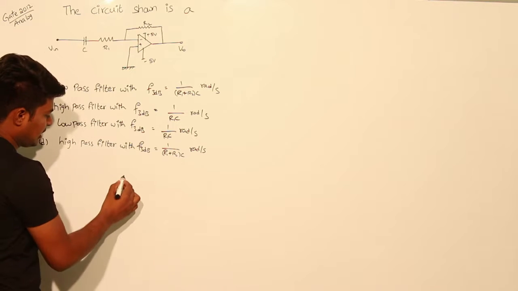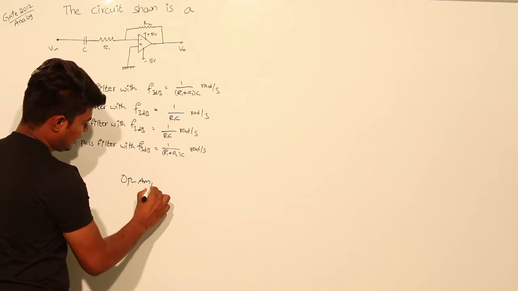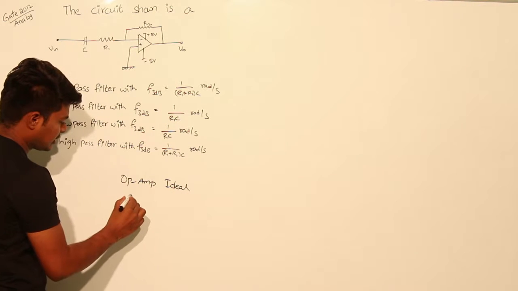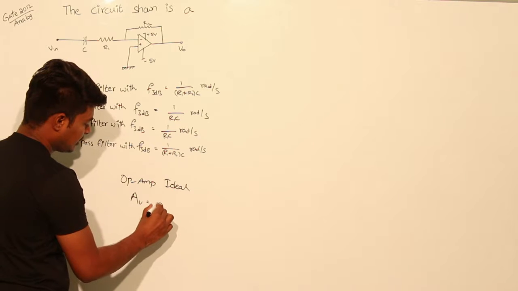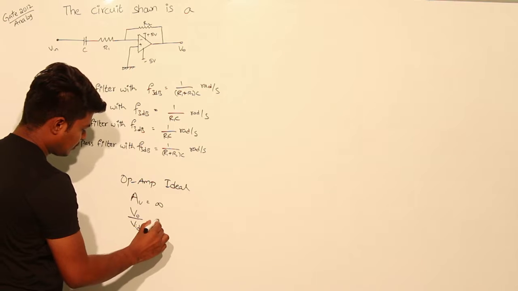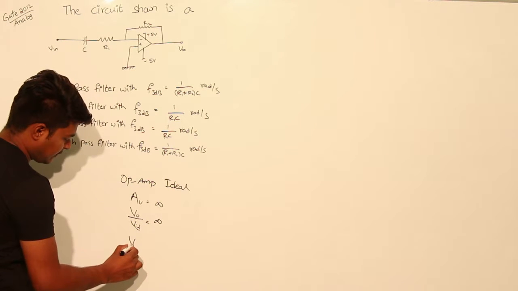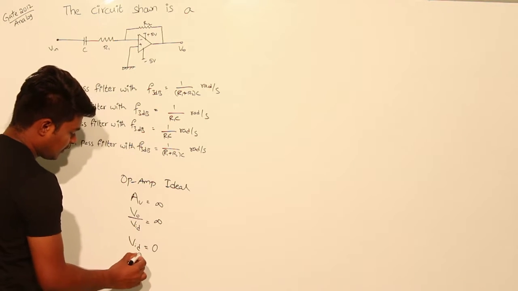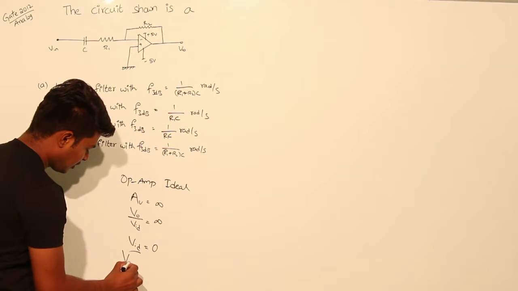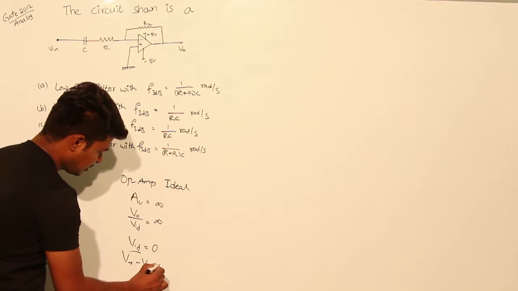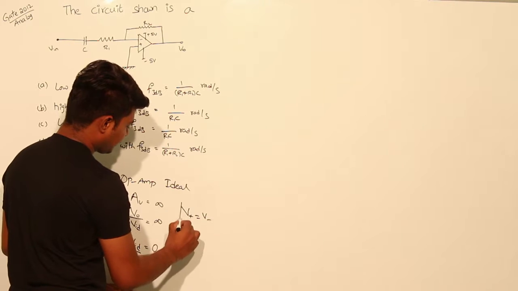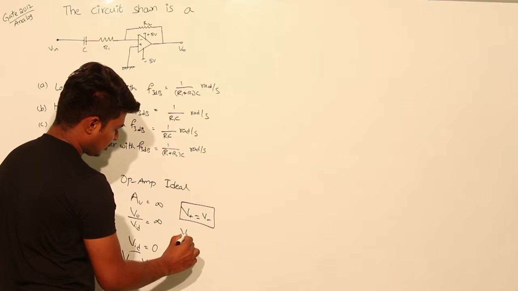Take the op amp as ideal. Now if an op amp is ideal, we know that voltage gain AV is equal to infinity. AV is nothing but V0 by VID, which is equal to infinity. So we can write VID is equal to 0. VID is nothing but the difference between the two input terminals. The difference between the non-inverting terminal and inverting terminal is 0. From this we can write V plus is equal to V minus. So this is called virtual short.